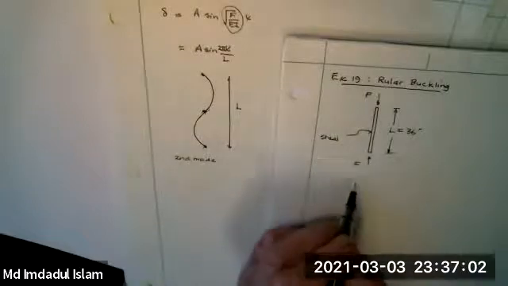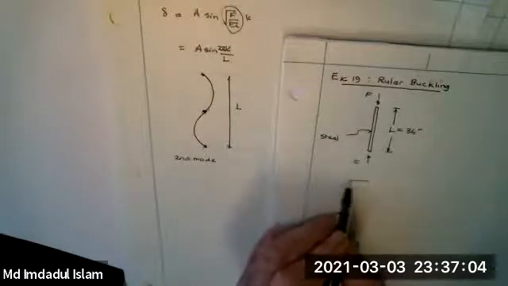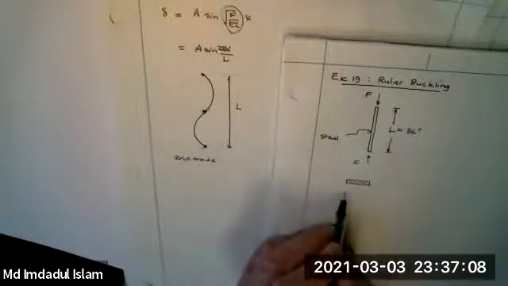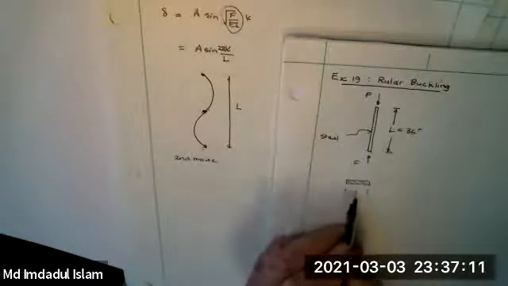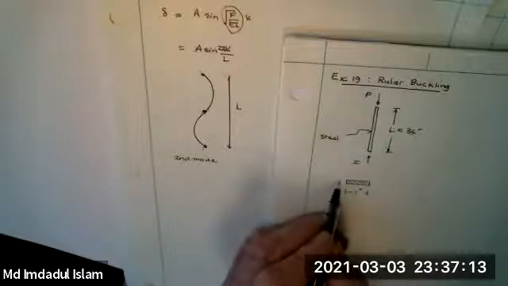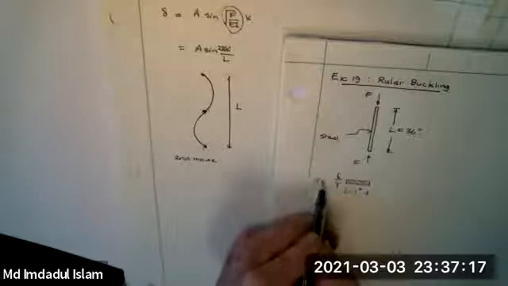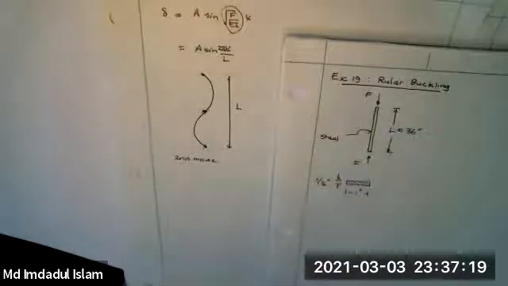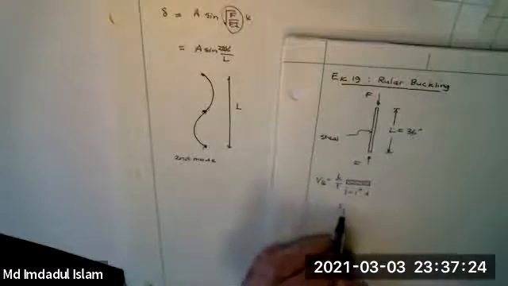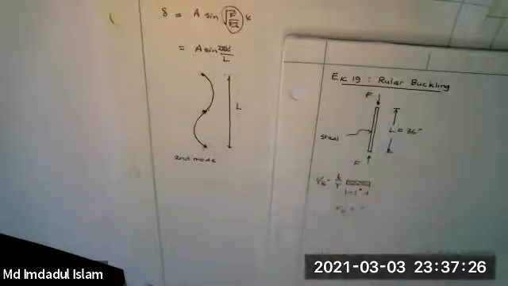And the cross section is rectangular. The width is 1 inch, and the thickness is 1/16 of an inch. Let's see if we can figure out when this is going to buckle. And then maybe I can show you if we get close to that load in practice.